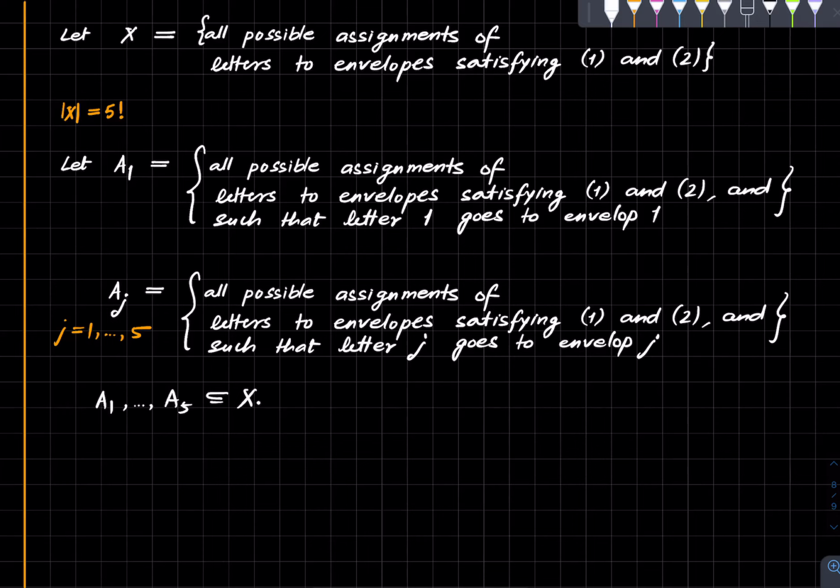And what we are looking for is the following. We are looking for A1 complement. We want the letter 1 not to go in the correct envelope, meaning letter 1 not to go into the envelope labeled 1. At the same time, we do not want the second letter to go into envelope 2, and so on up to all of these. So we want to count the cardinality of this set, and once you realize this, the problem is almost solved. So this is the main observation. This is why we were defining everything. So now let us just focus on computing this.